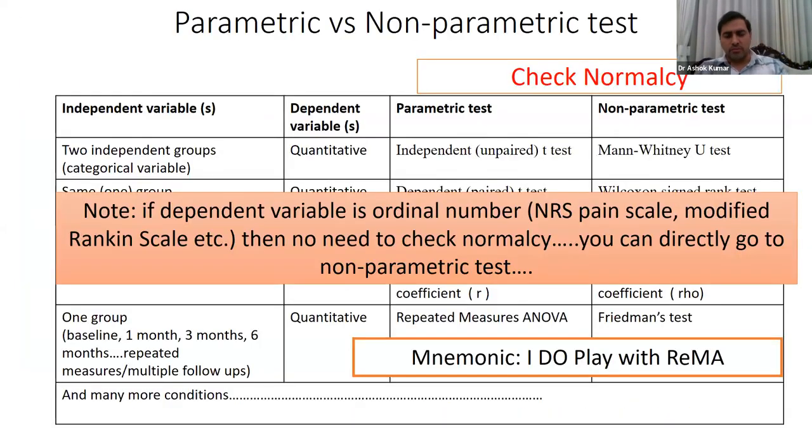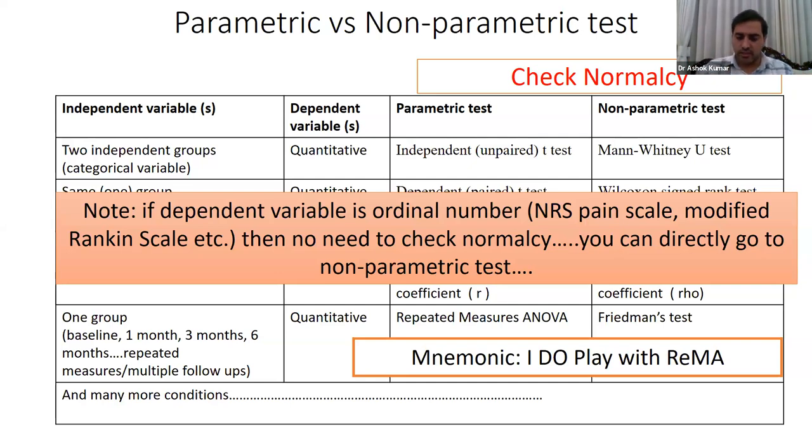If your guide, co-guide, or reviewer thinks the dependent variable is an ordinal number, for example the NRS pain scale 0 to 10, where there are no decimals in between, or the modified Rankin scale, which is a disability scale, sometimes there's no need to check normalcy. Go directly for a non-parametric test and calculate the median and interquartile range.